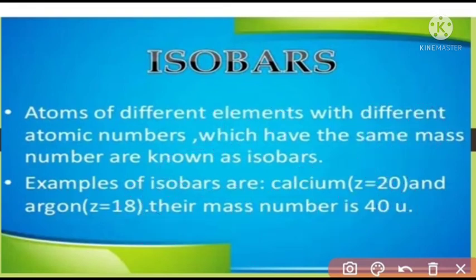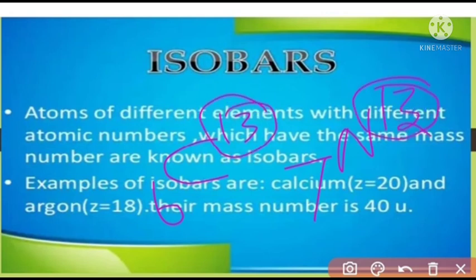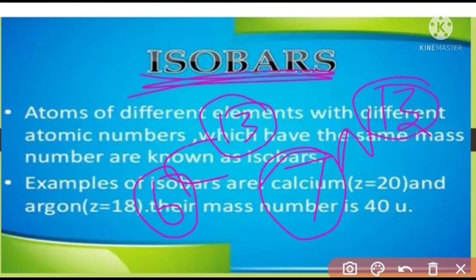So the next example is carbon-13 and nitrogen-13. The mass number is the same but the atomic number is different. So this is called isobar. Many varieties of examples are available in the periodic table. Isotopes and isobars are used in the medicinal field and in all other technical applications also.